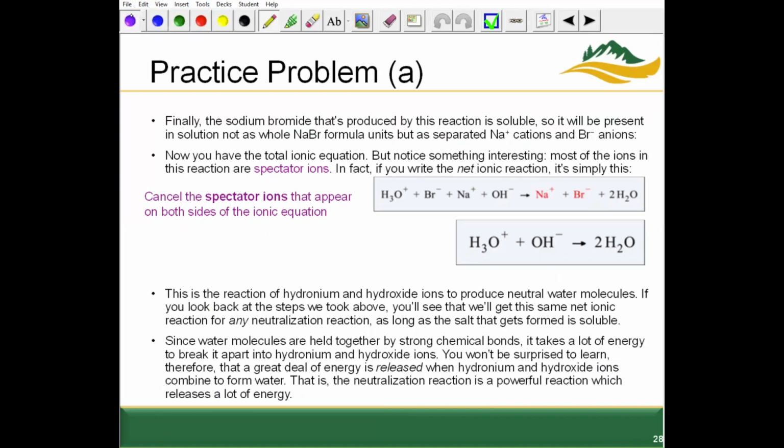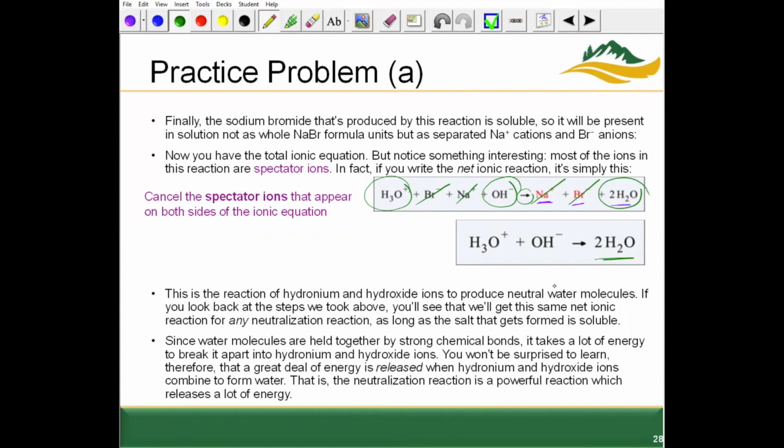Then on the product side, we do know our salt will dissociate into Na+ and Br-. We leave our water as is. Now, in writing out those net ionic equations like we did in part 1, the important part here is to cancel out any of our spectator ions that show up in the same form on both sides of the equation. So Br minus, Br minus, Na plus, Na plus. Now we just have hydronium, hydroxide yields 2 water molecules.